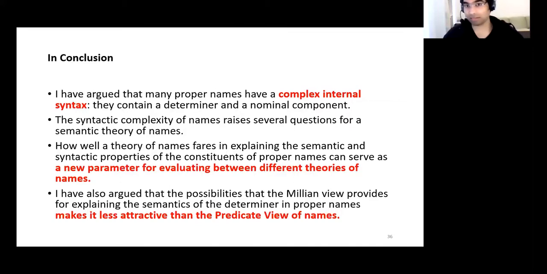I have argued that many proper names have a complex internal syntax. They contain a determiner and a nominal component. The syntactic complexity of names raises several questions for a semantic theory of names, and how well a theory of names fares in explaining the semantic and syntactic properties of the constituents of proper names can serve as a new parameter for evaluating between different theories of names. And I have also argued that the possibilities that the Millian view provides for explaining the semantics of the determiner in proper names make it less attractive than the predicate view of names. Thank you.